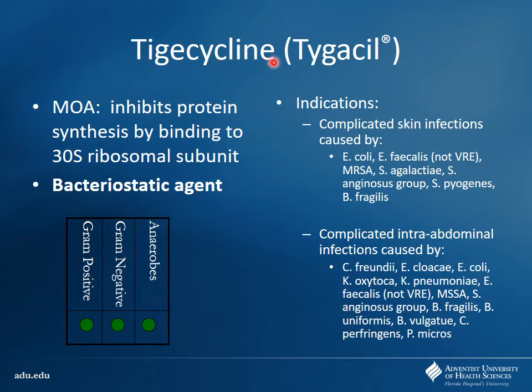This is only IV, and we will reserve it for patients who have developed resistance to most of our other drugs. You can see it being used for things like E. coli, E. faecalis, MRSA, lots of really nasty bugs. We can also use it for these intra-abdominal infections, so lots of different types of gram-negatives or anaerobes that are going to be growing within the GI tract.